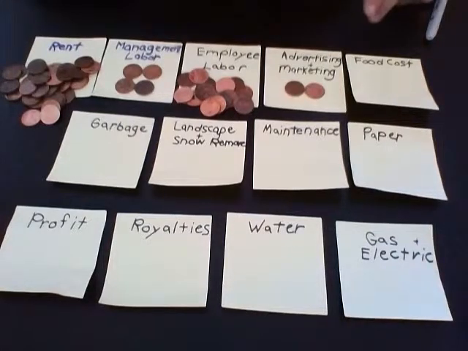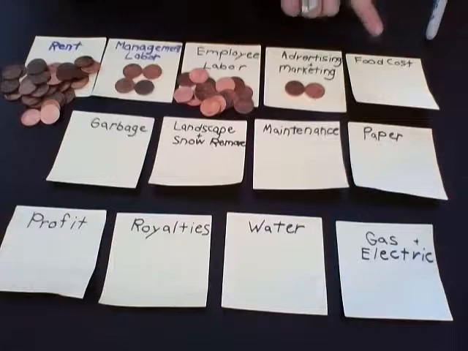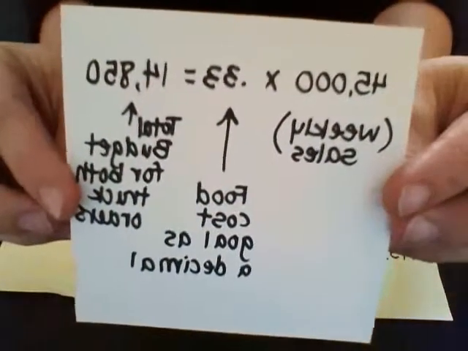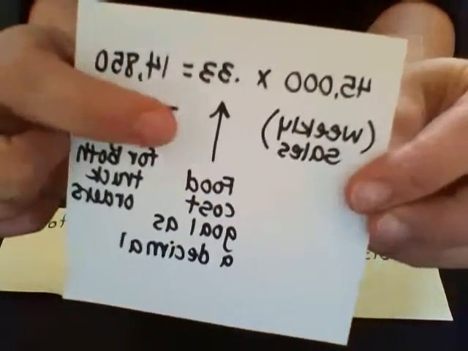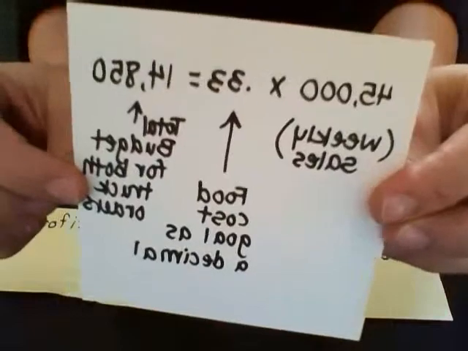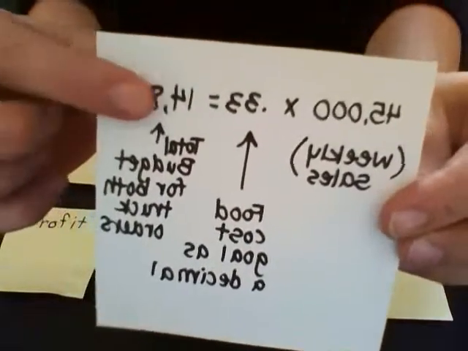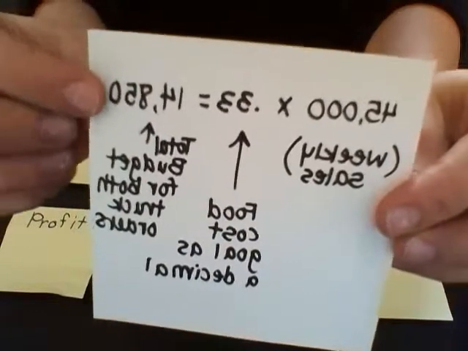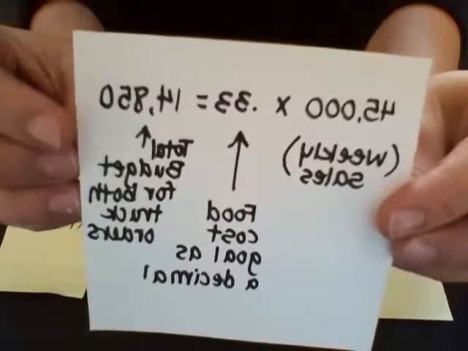So if your target is 33%, I am going to show you a formula to calculate what your food costs would be, because you get 2 truck orders. Okay, so if you did $45,000 a week and your target is 33% for food costs, you have an allowance of $14,850 to use total for both of your truck orders.